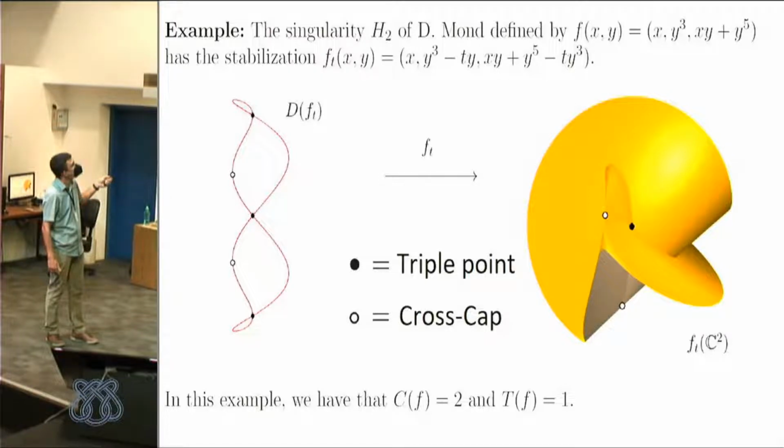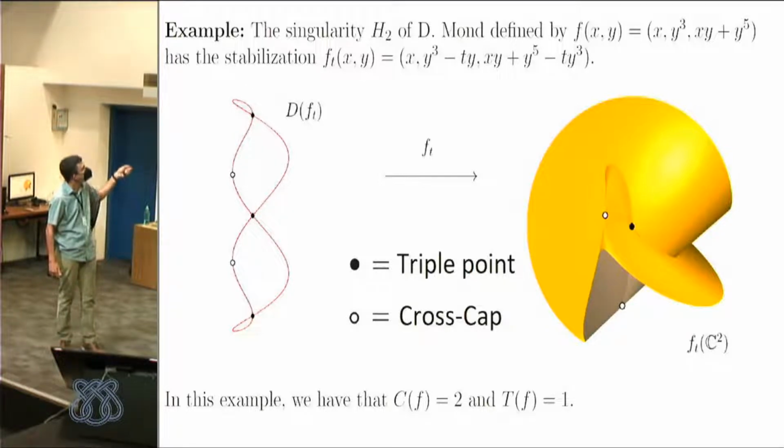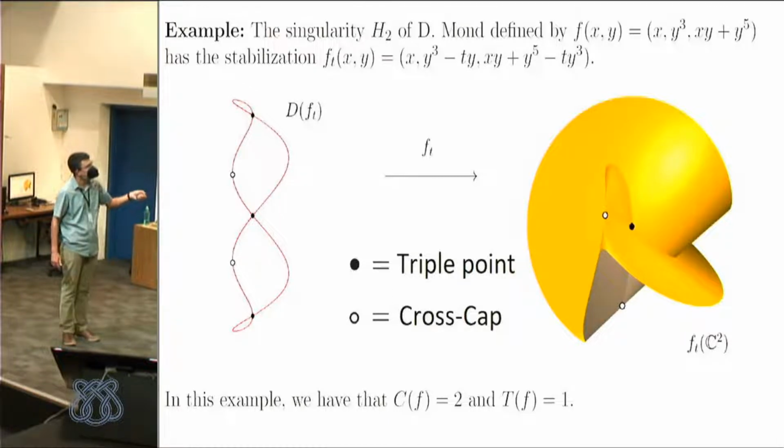And you can see here the black points, whose images are these black points. And you can see here a cross-cap here and a cross-cap here. And the triple points denote here the image of these 3 points. These 3 points, 1, 2, 3, have this image. And here you have a triple point. So in this case, the number of cross-caps is 2, and the number of triple points of F, when F is this map, is 1.